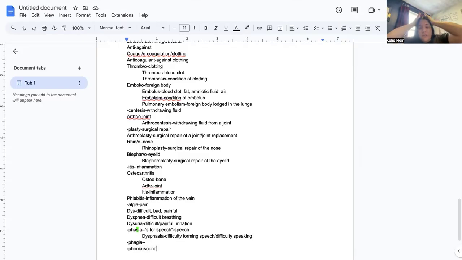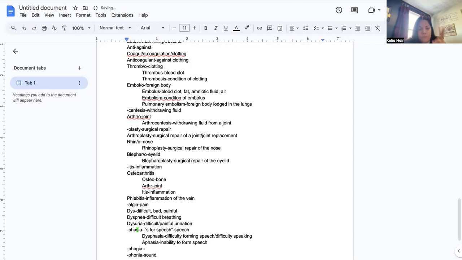We produce speech in lobes of our brain, right? So maybe after someone has a stroke, they have difficulty finding the right word, okay? But they can still make sound. So that is not the same thing, okay? So dysphasia, difficulty forming speech, difficulty speaking. Aphasia, inability to form speech.